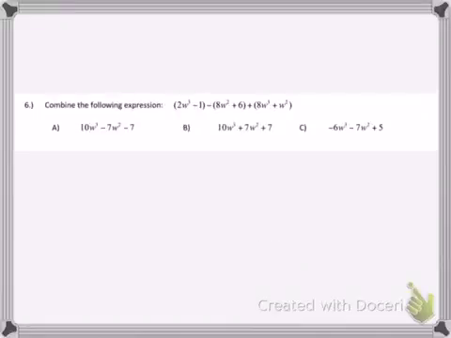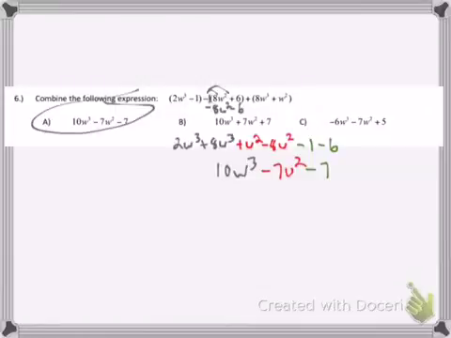Combine the following expression. Right here we're going to distribute the -1, and then we're going to put our like terms together. 2w and 8w give me 10w. W squared and -8w squared give me 7w squared. And then -1 and -6 gives me -7.